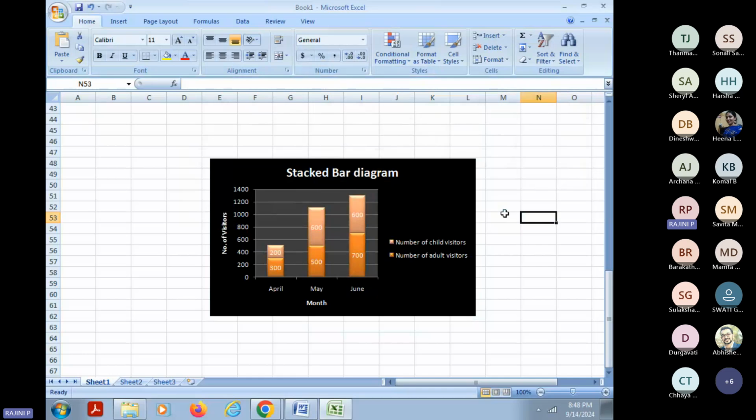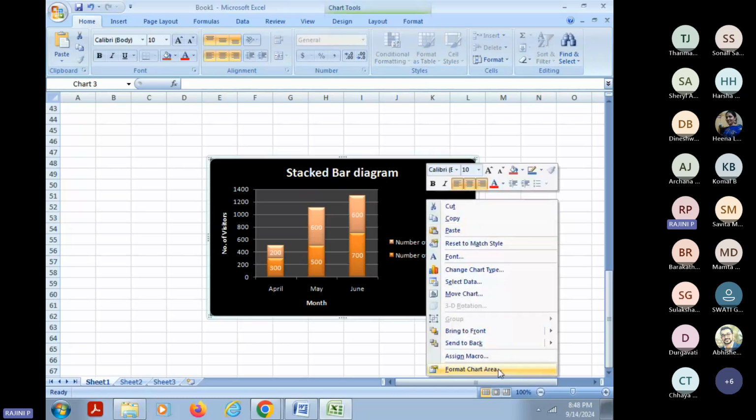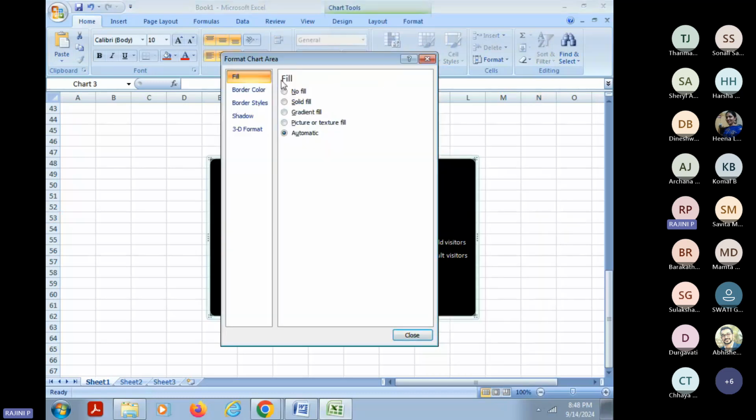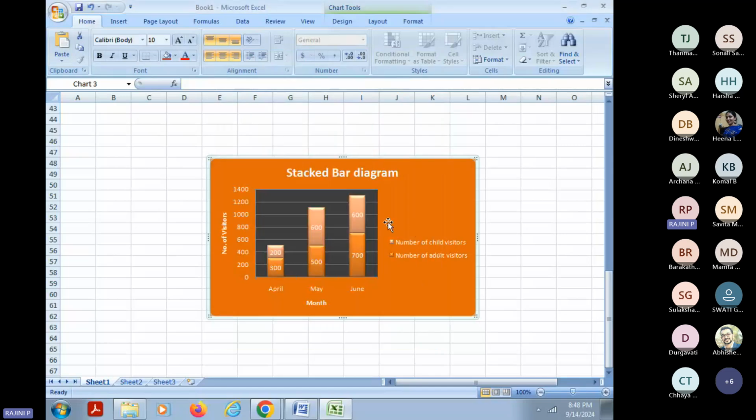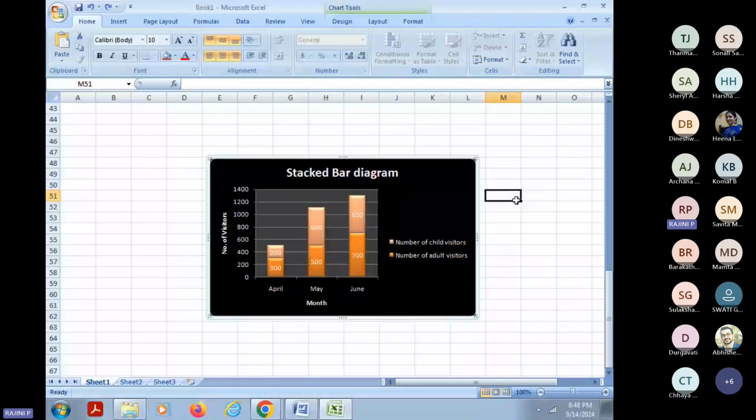And even this background, if you're not satisfied, then right click and go to format chart area, and here go to fill, solid fill, and here you can decide what colors you want, like this. So like this you can check what colors you want. Clear? So different colors also you can apply. Any doubt in this? Is it clear, everyone? Yes, ma'am. Yeah, thank you.